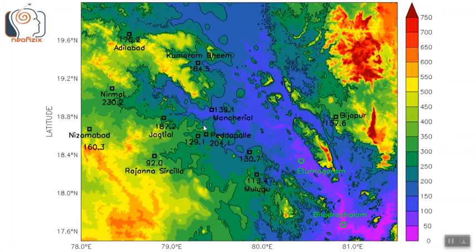This district, Nirmal, had the highest rain on 13 July. It recorded 230 mm. Peddapalle recorded 204 mm, Jagtial 187 mm, Komaram Bhim 185 mm, and so on. All these places are located near the tributary streams of Godavari.